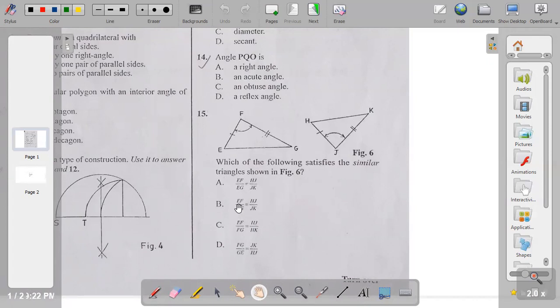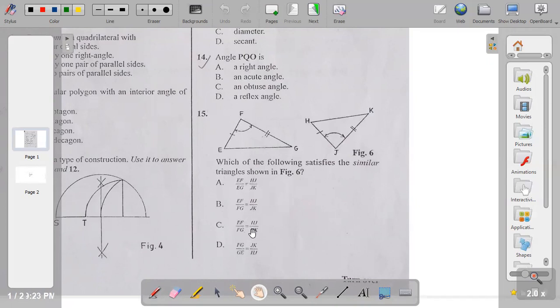Option B says EF equals HG, EF equals HJ, correct? FG equals JK, correct? Let's move on to C and analyze the answers.